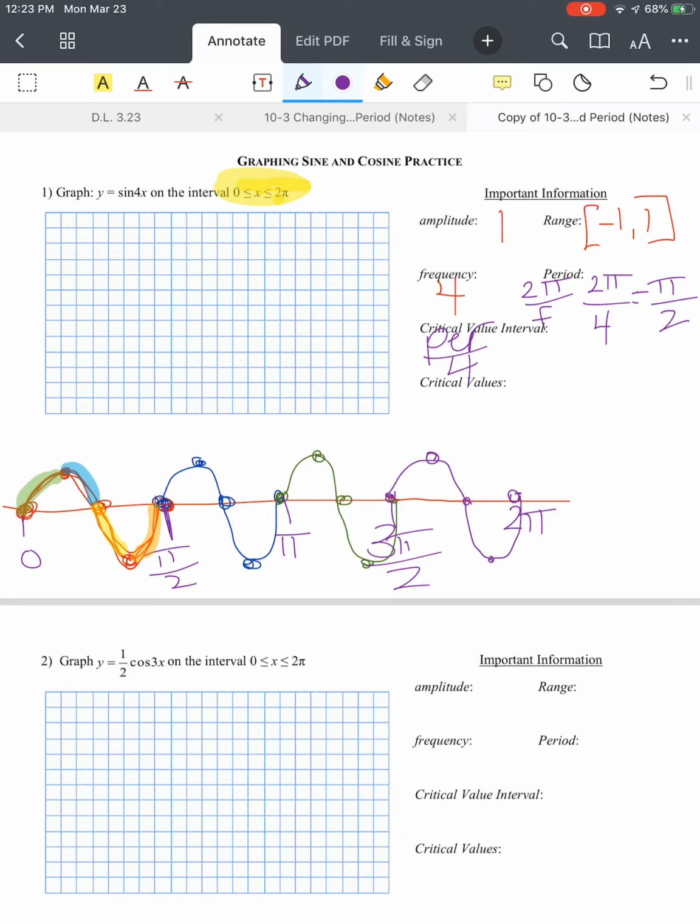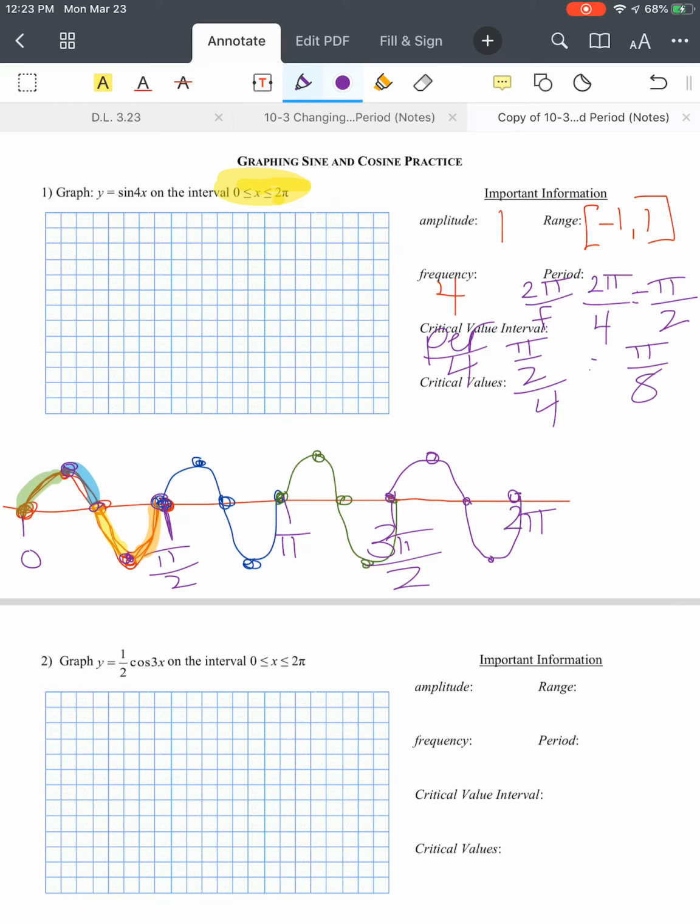I want to break it up into those 4 sections so I know where to put each of my main dots. The first one goes at 0, and then I have 4 more main dots. That's why we're doing period divided by 4. Okay, so the period is pi over 2 divided by 4. That's going to give me pi over 8. Okay, that means I have a critical value at each pi over 8.